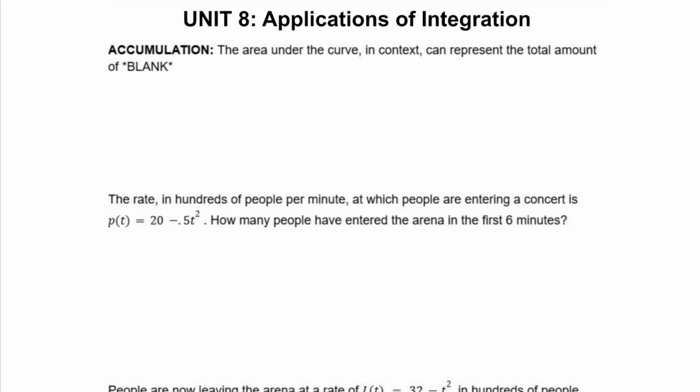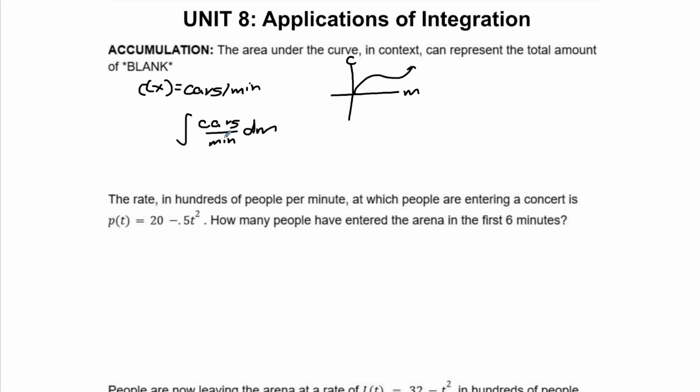Let's say we're given a function that represents the amount of cars per minute that enter a parking lot. So let's say c of x equals cars per minute. If we would then integrate this, the cars per minute. And technically, if you were to draw this on a graph, and let's just say it looks like this, where this would be the cars, C, and M would be our X, then you would have to integrate this with respect to M.